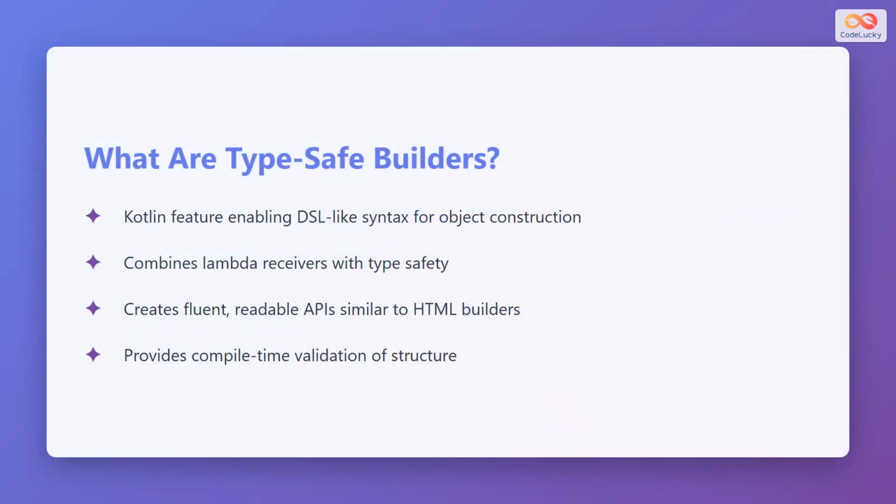Let's start by understanding what type-safe builders actually are. A type-safe builder is a Kotlin feature that enables domain-specific language-like syntax for constructing objects. It combines Lambda receivers with type safety to create a powerful programming tool. These builders allow you to write fluent and readable APIs that are similar to HTML builders or configuration files. The key advantage is that all of this happens with compile-time validation of the structure, meaning the compiler catches errors before your code even runs. This makes your APIs both elegant and safe to use.